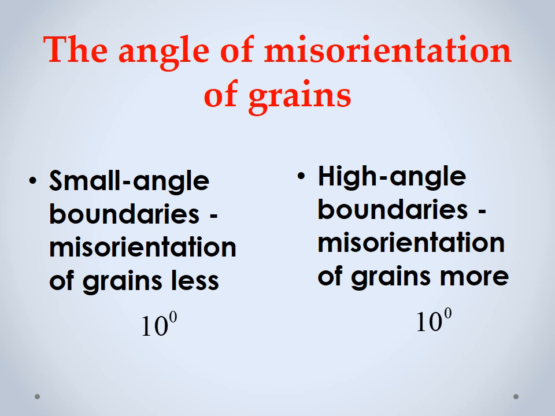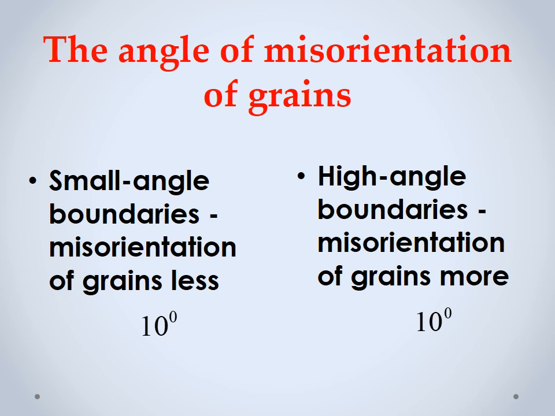Lattices of neighboring grains or subgrains are elastically matched, with the exception of the places where dislocations are located. The boundary between these grains is a wall constructed from dislocations of the same sign. The distance between dislocations of the wall, d, the Burgers vector of dislocations, and the misorientation angle theta are related by the following relations.